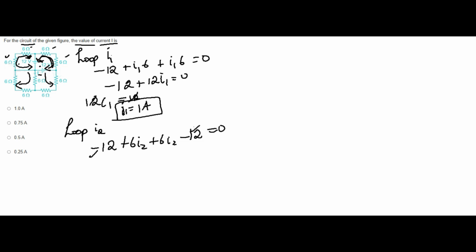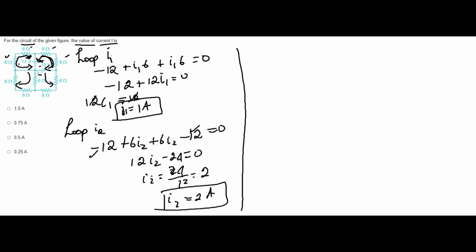That's all. So you can consider 12 into I2 minus 24, which is equal to 0, meaning I2 is equal to 24 divided by 12, which is equal to 2. Therefore I2 is equal to 2 ampere.